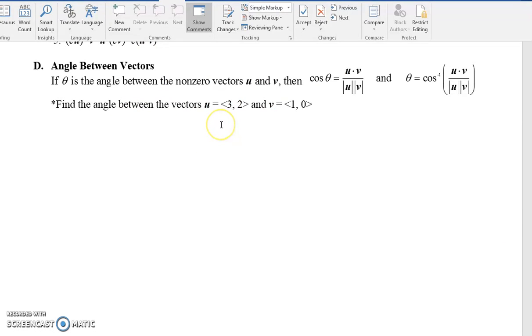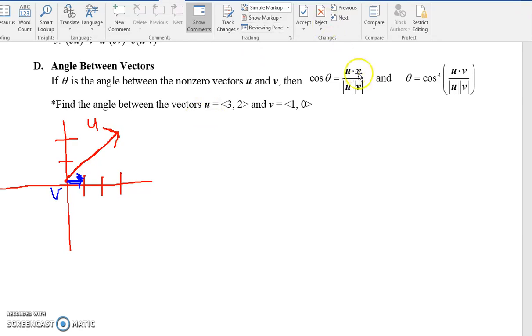Okay, so find the angle between the vectors if one is (3, 2) and the other one is (1, 0). For this example, I kind of like to start with the picture. So let's see if we can do that. One of our vectors is (3, 2), so we're going right about to there. Okay, so that is vector u. Write that down if we want to. Let me change colors here, and the other one was just (1, 0). That's vector v.